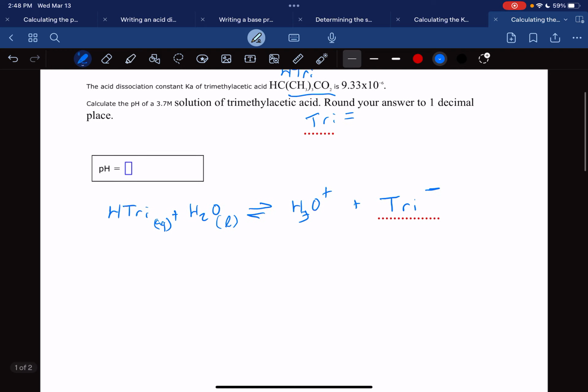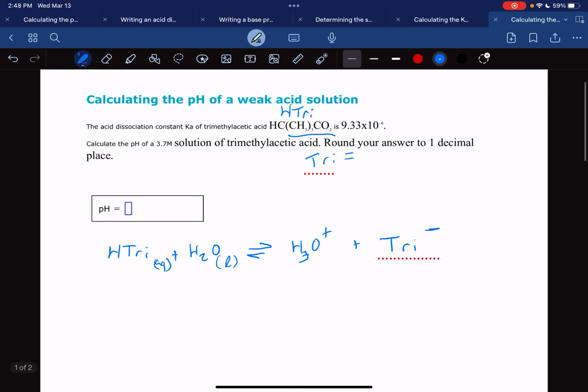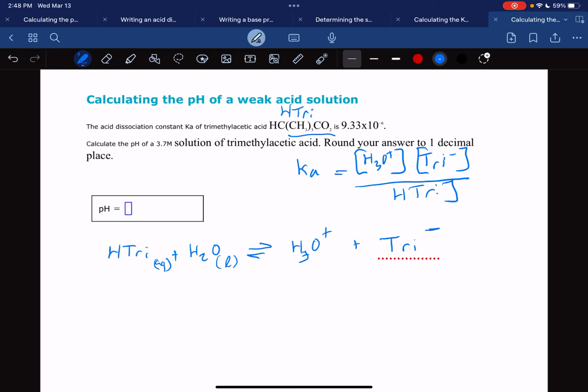Additionally, whenever we do problems like this, I like to write from the get-go what the equilibrium expression is, just so I have that in my back pocket. So I'm going to write this as Ka is equal to H3O plus concentration times tri minus concentration all over H tri. Again, why do I not include this H2O down here? Because it's a liquid and they don't go in here.